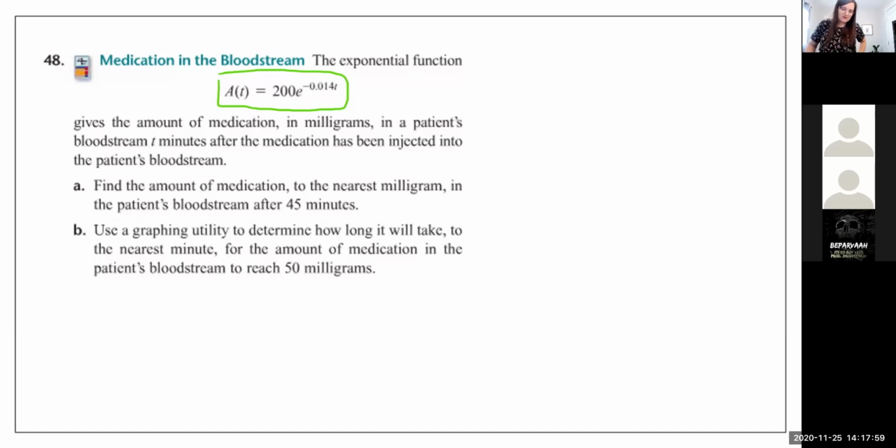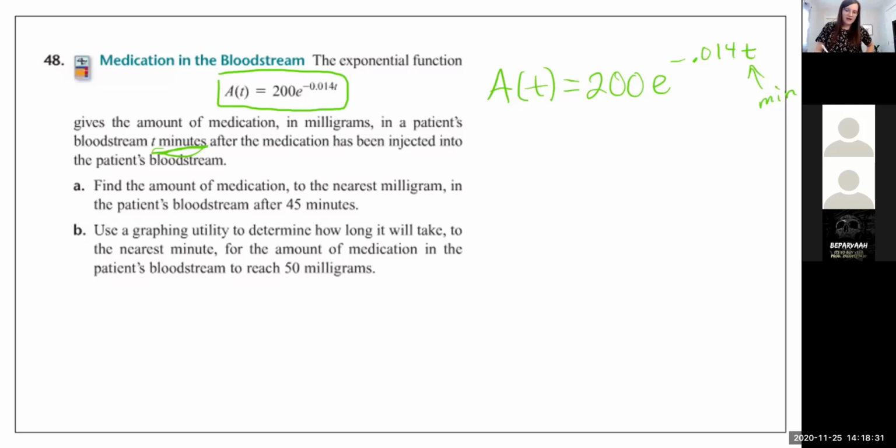So this has a lot of writing, but essentially they're telling us that A of t is 200. Let's say they start with 200 milligrams and it's decaying at this rate times the number of t minutes. So per minute, it's decaying at that rate, 1.4%. And so they're just asking a few questions, and you can basically plug it in and find the answer.